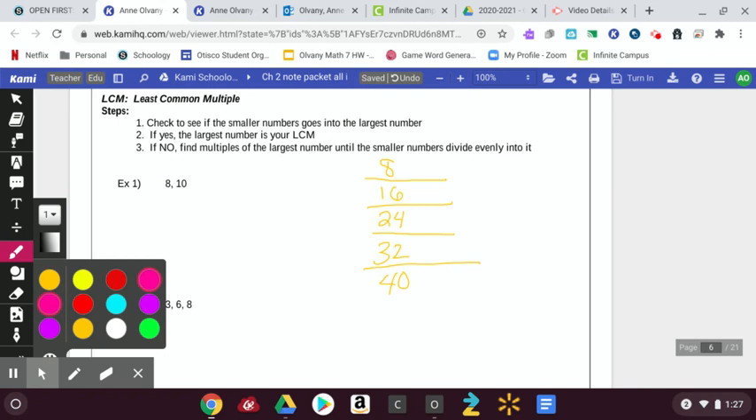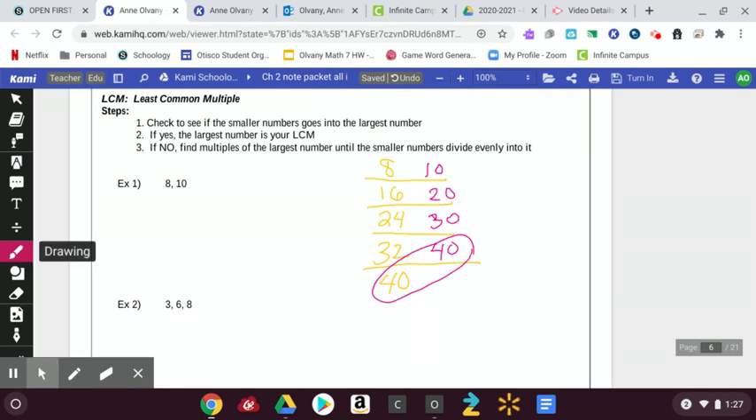Then if we list out multiples of 10, 10 times 2 is 20, 10 times 3 is 30, 10 times 4 is 40. There is your least common multiple. Now you can see where that's going to take a long time as the numbers get bigger.